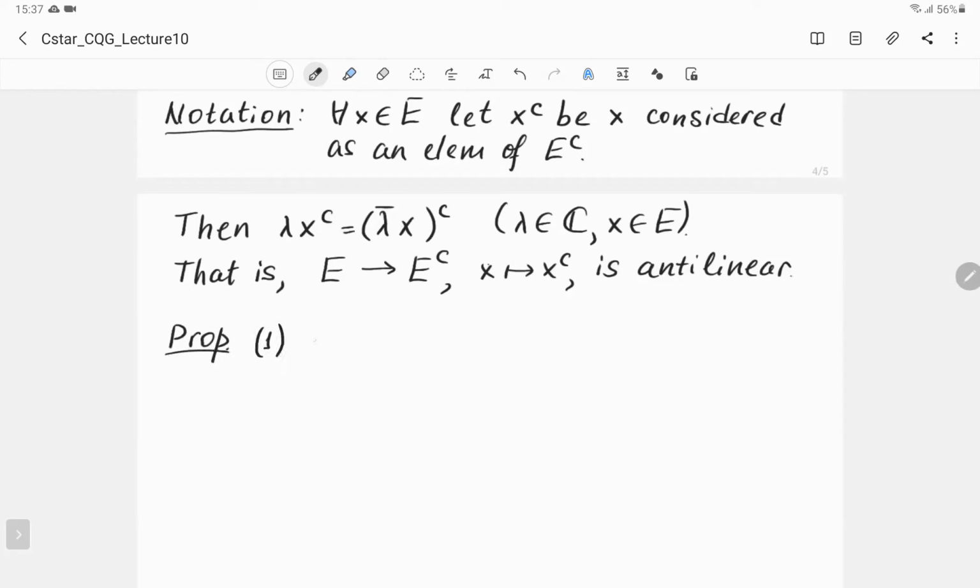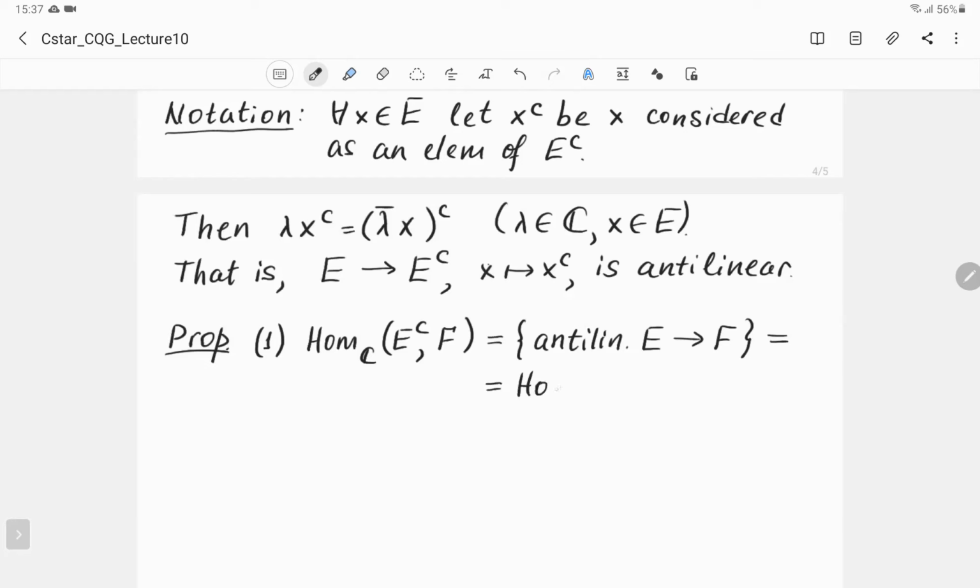First of all, the space of linear operators from the conjugate space EC to another vector space F is the same as the space of antilinear maps from E to F. And this is the same as the space of linear operators from E to the conjugate of F.